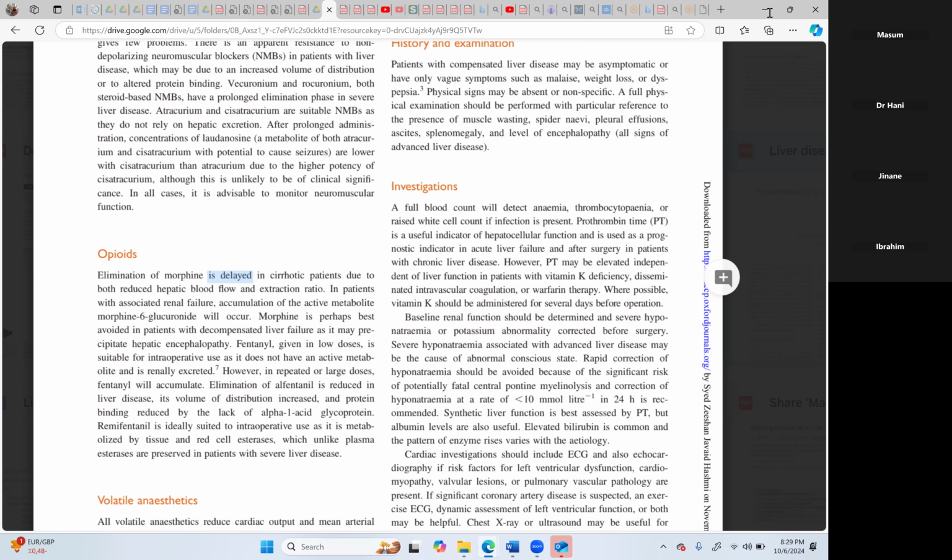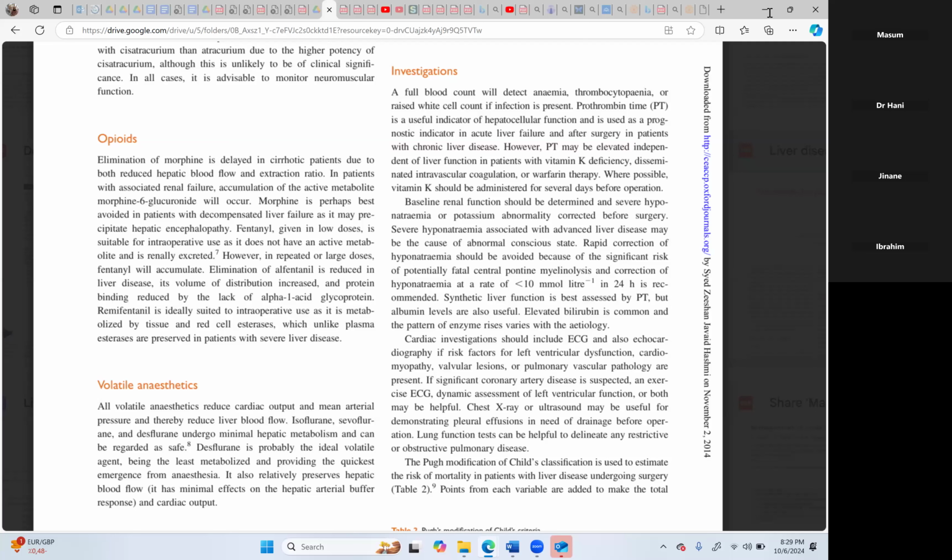Rapid correction of hyponatremia should be avoided because of the significant risk of potentially fatal central pontine myelinolysis, and correction of hyponatremia should be at a rate of less than 10. And another thing is that here total body sodium is not low.